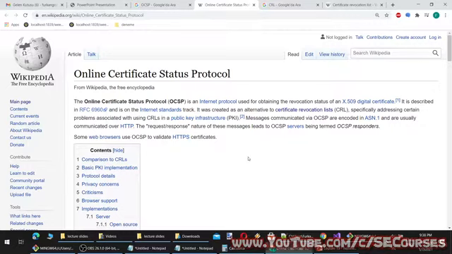Messages communicated via OCSP are encoded in ASN.1 and are usually communicated over HTTP. The request-response nature of these messages leads to OCSP servers being termed OCSP responders. Some web browsers use OCSP to validate HTTPS certificates.